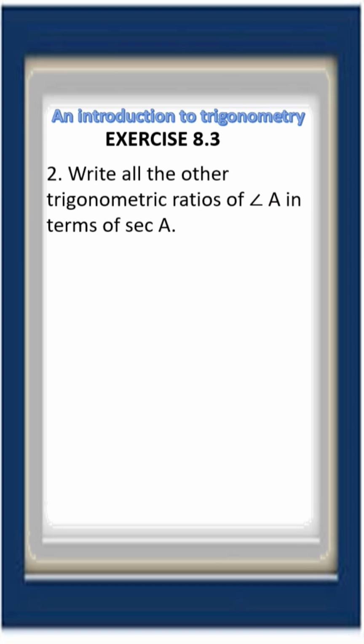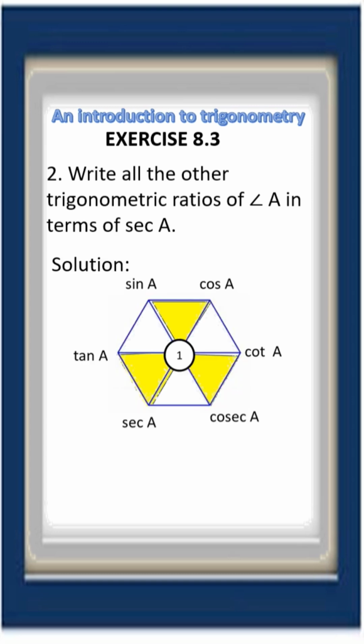Now let us solve the second question of the exercise 8.3. What is the question? Write all the other trigonometric ratios of angle A in terms of secant A. Now let us have a magical hexagon like this. We have to express other ratios except secant A in terms of secant A. By observing the hexagon, we can say that secant A and cos A are reciprocal ratios. So now we can express cos A in terms of secant A.